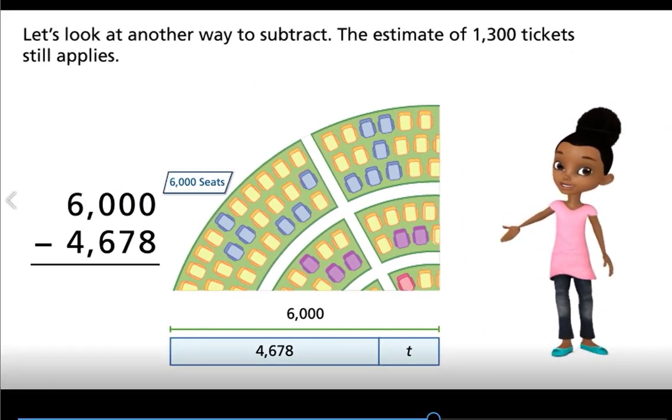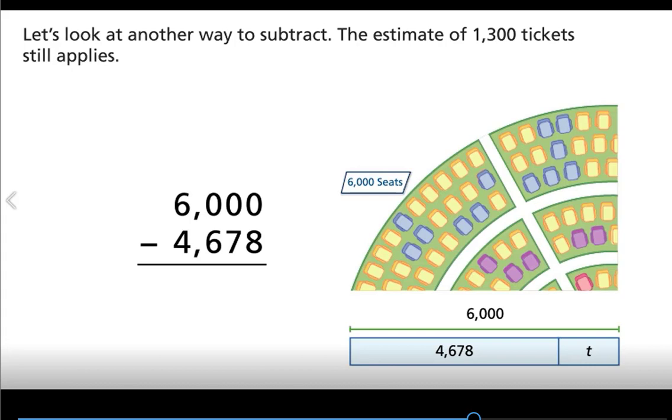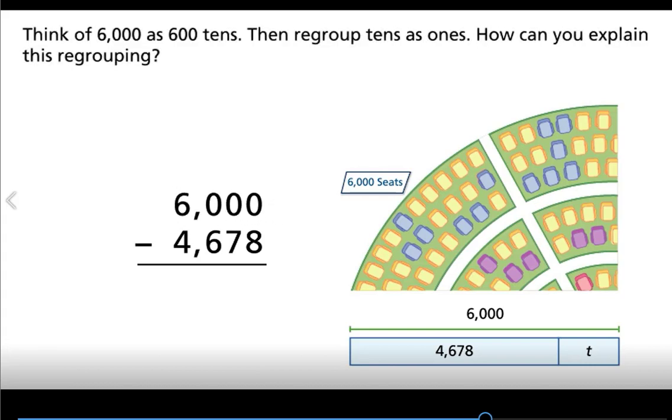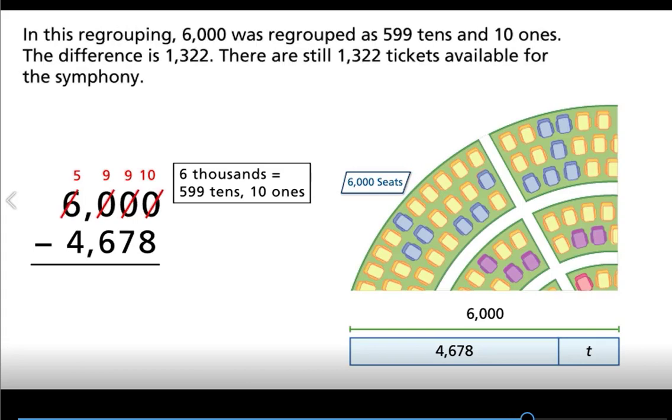There is more than one way to record regroupings across the zeros. Let's look at another way to subtract. The estimate of 1,300 tickets still applies. Think of 6,000 as 600 tens. Then regroup tens as ones. How can you explain this regrouping? In this regrouping, 6,000 was regrouped as 599 tens and 10 ones. The difference is 1,322. There are still 1,322 tickets available for the symphony.